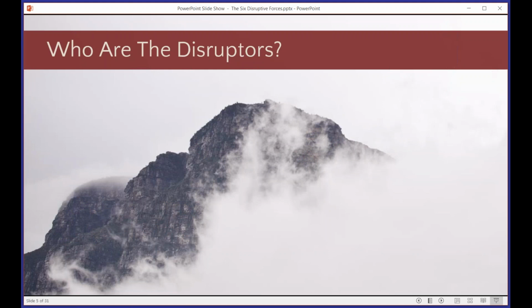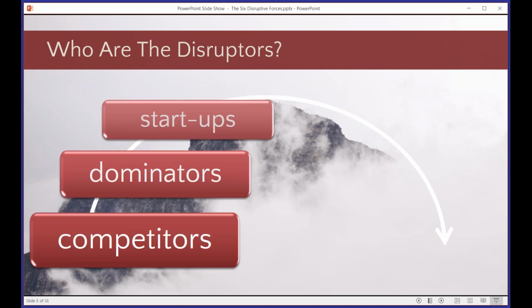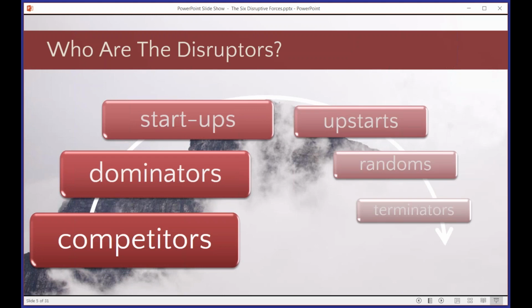If you look at who are the disruptors to your business or to your industry, I reckon there are 6 of them, and it's like climbing a mountain. The first 3 that you can see on the way up, you can see them. They might be quite a challenge for you, and you may be wondering how you're going to tackle them, but at least you can see them. And these ones are competitors, dominators, and startups. On the other side of the mountain, the 3 that you can't see but could be a bigger risk for you, but also a bigger opportunity, are the upstarts, the randoms, and the terminators.